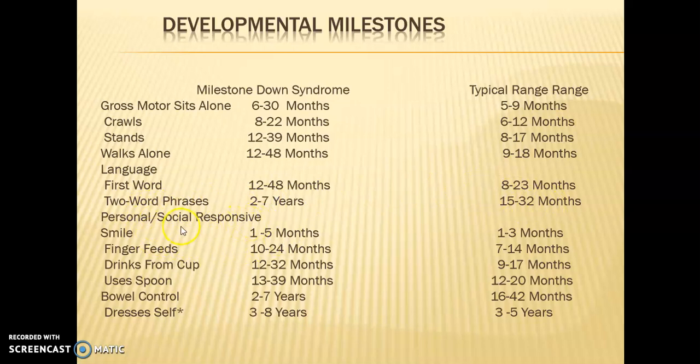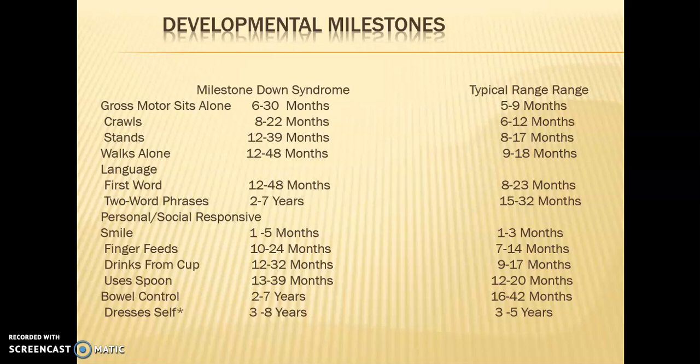Personal social, responsive smile. The social smile for the child takes up to 5 months. For the normal child it is within 3 months. Finger feeding: 10 to 24 months for the Down syndrome child, 7 to 14 months for a typical developing child. Drinks from cups: 12 to 32 months, here it is 9 to 17 months.